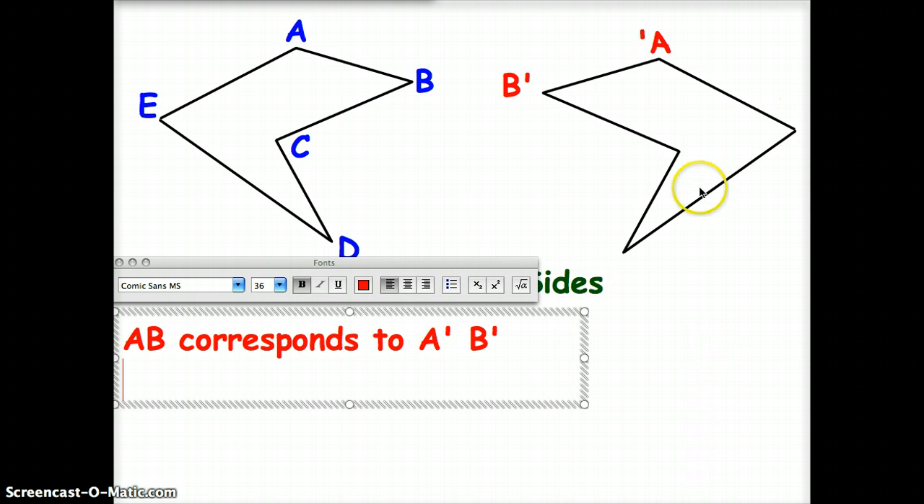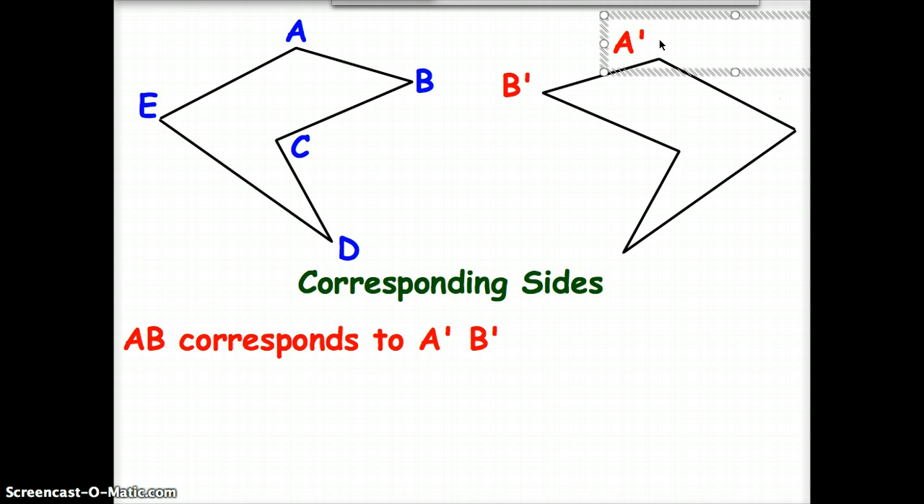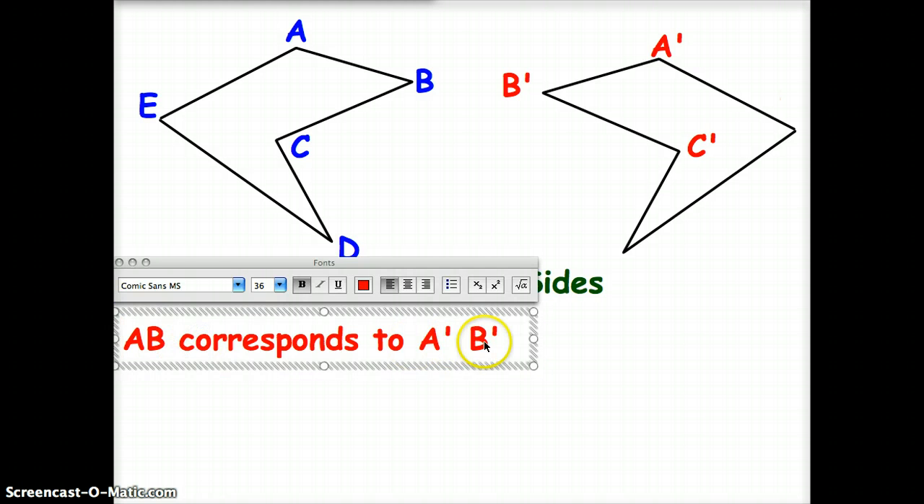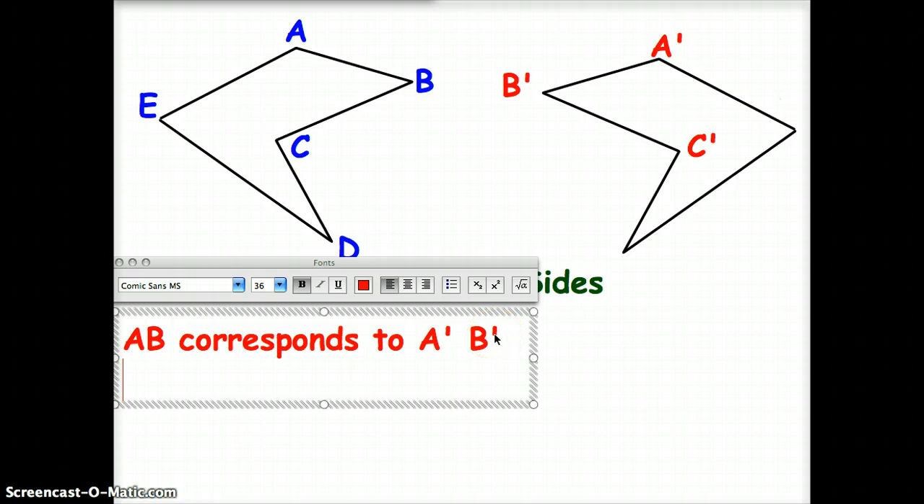There are other pairs of corresponding sides as well. Sorry, that A prime had been reflected, and I didn't mean for it to be reflected. B prime corresponds to B, angle B, and if I move this, we can also say that side length BC corresponds to B prime, C prime.